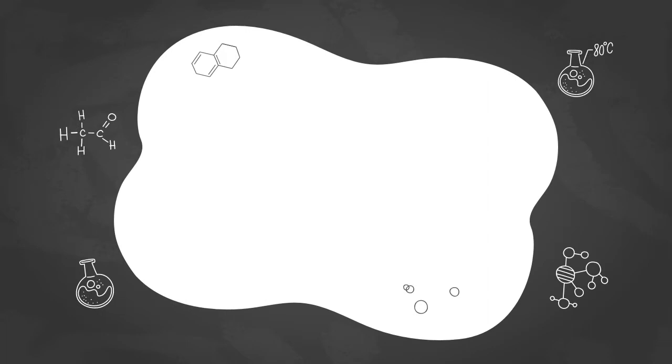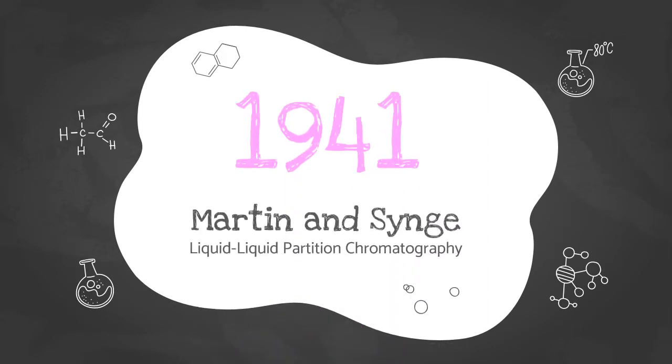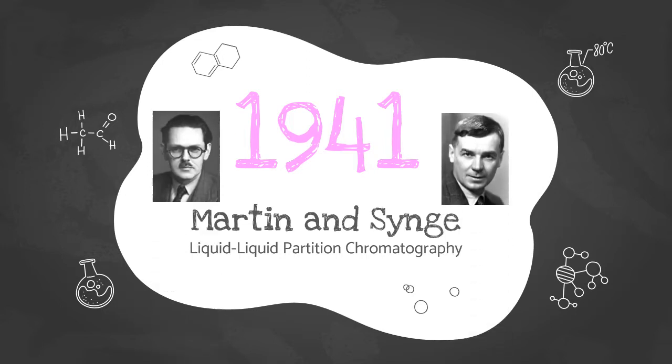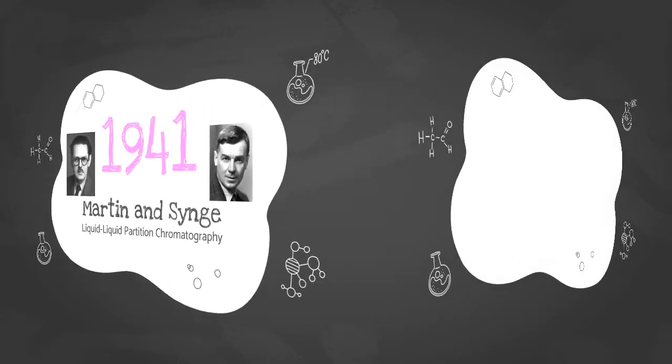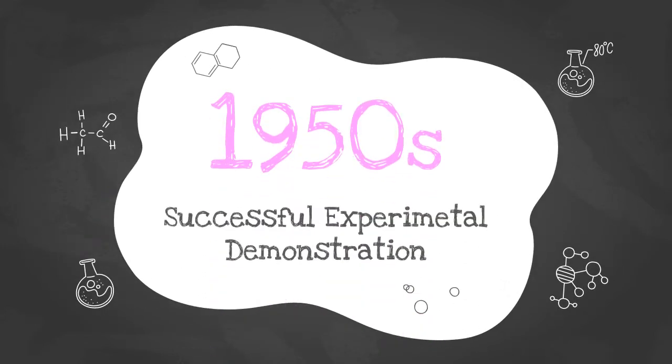The concept of gas-liquid chromatography was first enunciated in 1941 by Martin and Singh, who were also responsible for the development of liquid-liquid partition chromatography. More than a decade was to elapse, however, before the value of gas-liquid chromatography was demonstrated experimentally, and this technique began to be used as a routine laboratory tool.